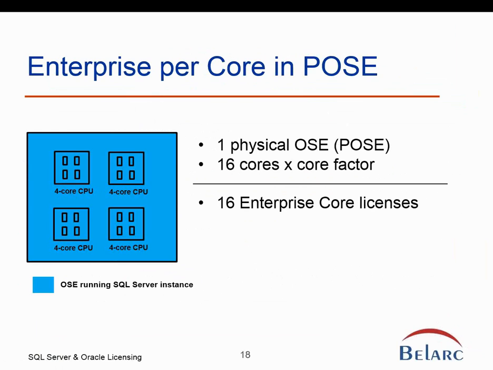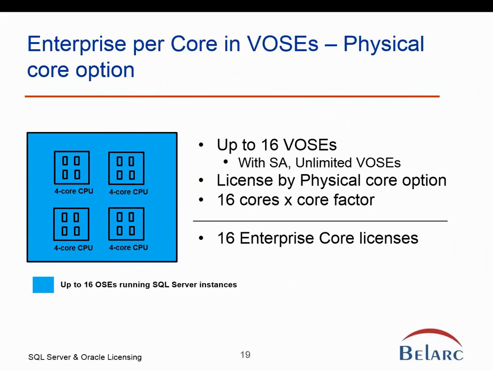So the first one is where you're running enterprise in the physical machine. And in this example here, we have the same server with the 16 cores. So we simply have to get 16 core licenses. So that's straightforward. Now we're going to have 2 examples about how to do it with the VOSEs. And the first one is if you choose to do it by the physical core option. So we have the same picture as in the previous case.